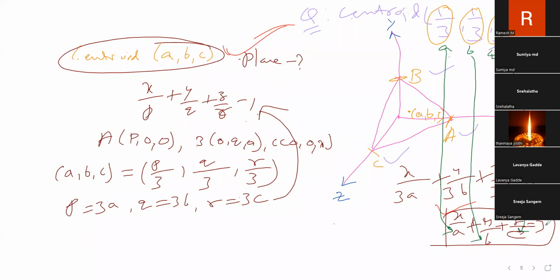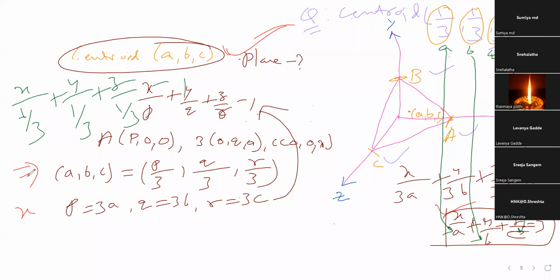x plus y plus z is equal to 1, meaning x by 1/3 plus y by 1/3 plus z by 1/3 equals 1. After simplification, you will get x plus y plus z equals 1. This is the answer for the plane.